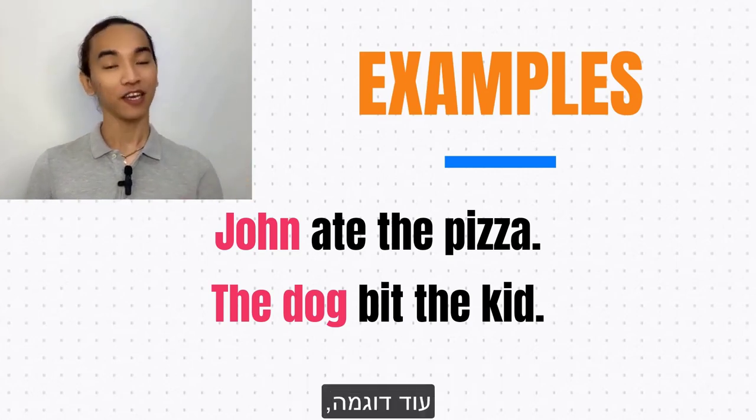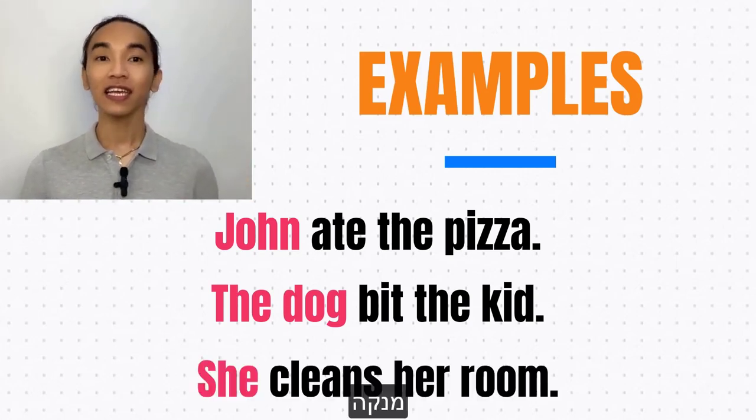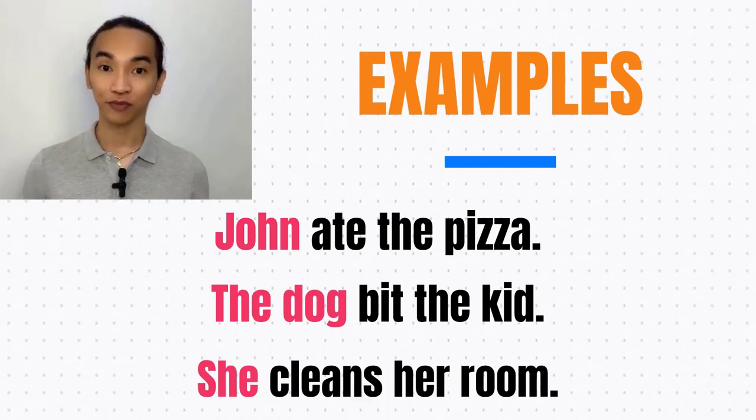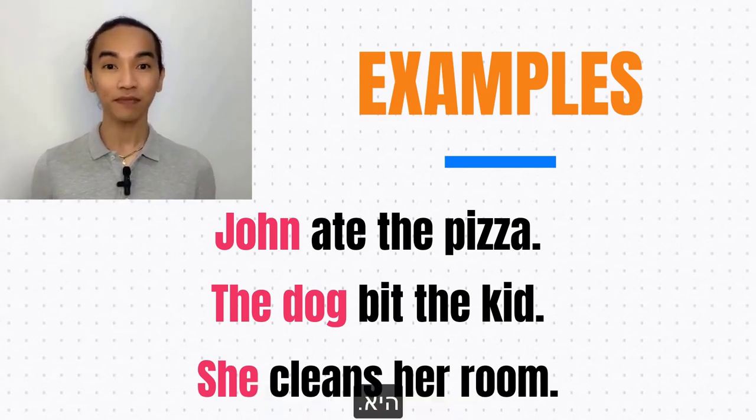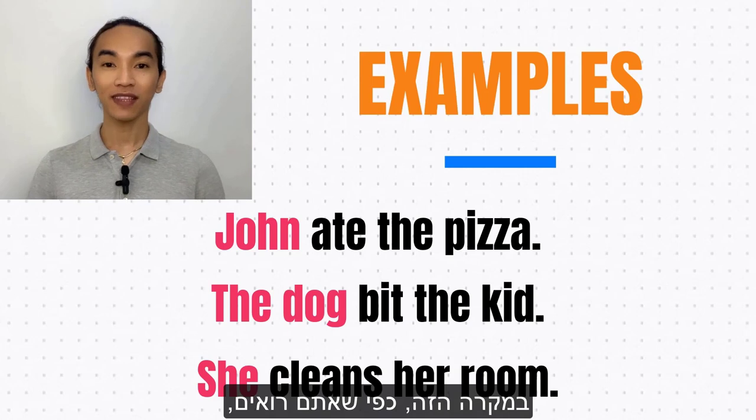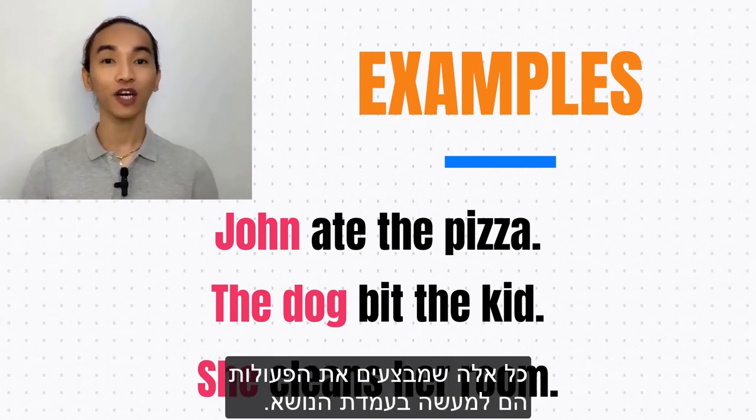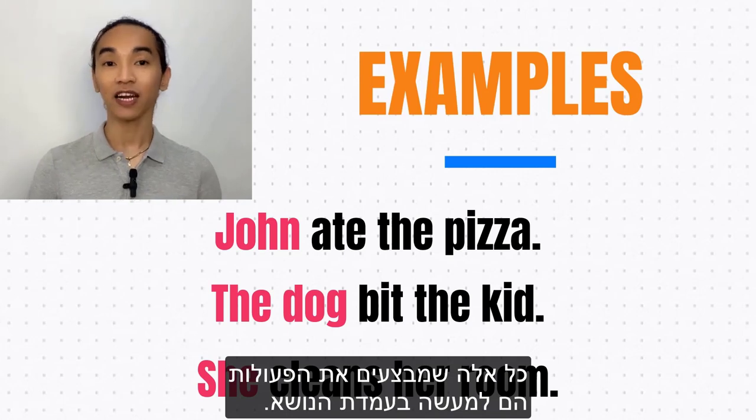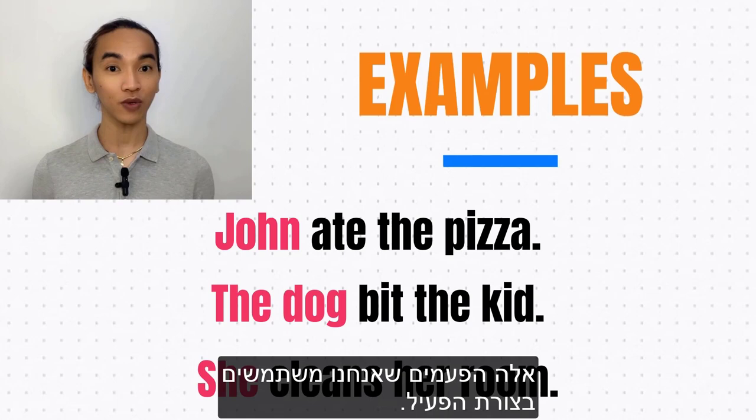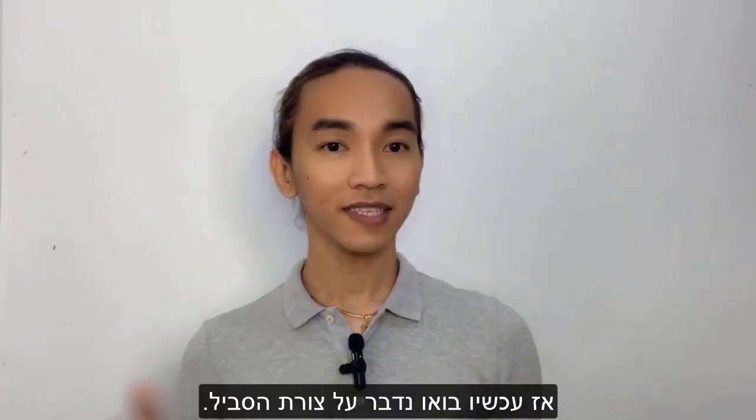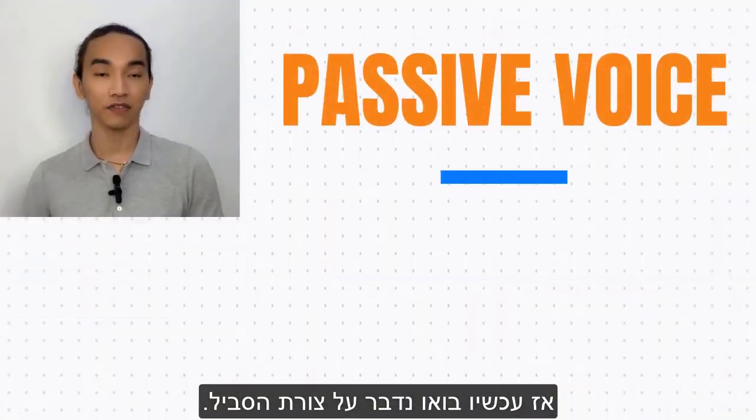Okay? Another one, she cleans her room. So who does the action? It's she. So in this case, as you observe, all of the doer of the actions are actually in the subject position. So that's when we use the active voice. So let's now talk about the passive voice.